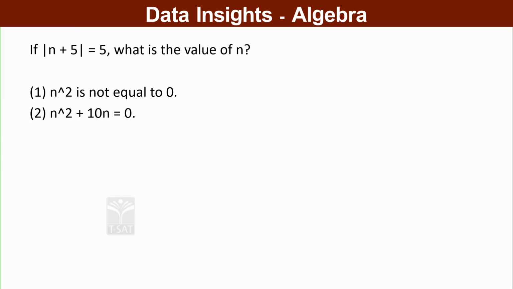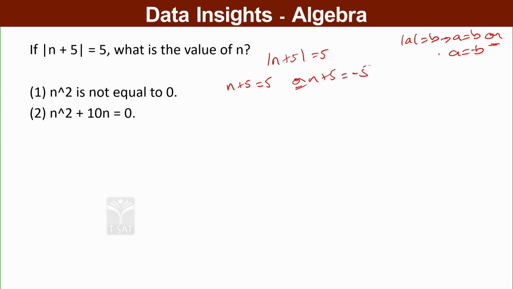Mod of n plus 5 is equal to 5. What is the value of n? When mod of A is equal to B, either A is equal to B or A is equal to minus B. So if mod of n plus 5 is equal to 5, either n plus 5 is equal to 5 or n plus 5 is equal to minus 5. When n plus 5 is equal to 5, n is equal to 0. Or n plus 5 is equal to minus 5: you take 5 to this side, it becomes minus 5, minus 10. Either n is 0 or n is minus 10.